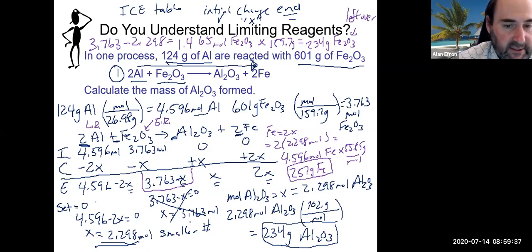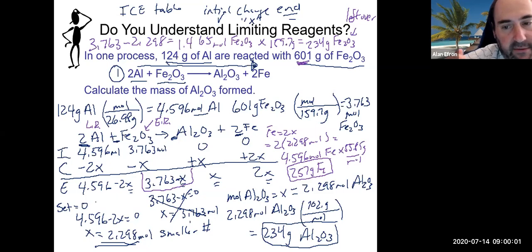We started with 601 grams of it. We have 234 grams of it left over. So by doing the ICE table here, you can really quickly answer pretty much every question that could ever be asked of you in terms of a limiting reagent problem, without necessarily having to go back to step one and do separate calculations and start at the beginning.